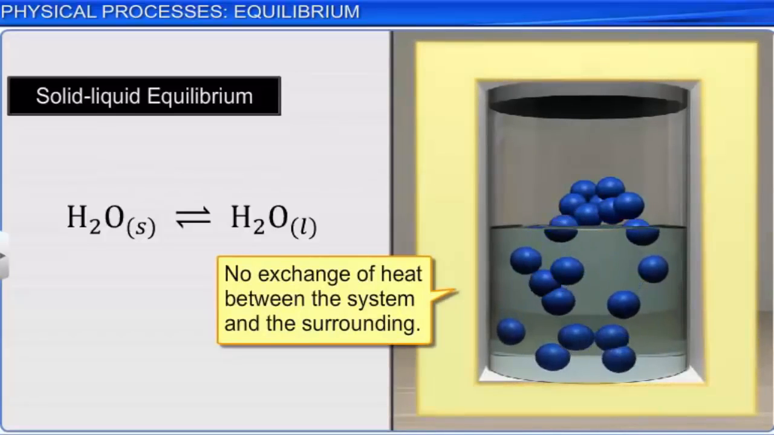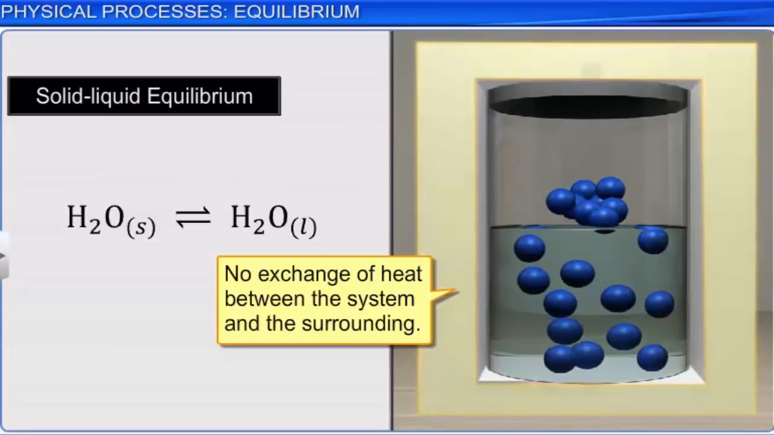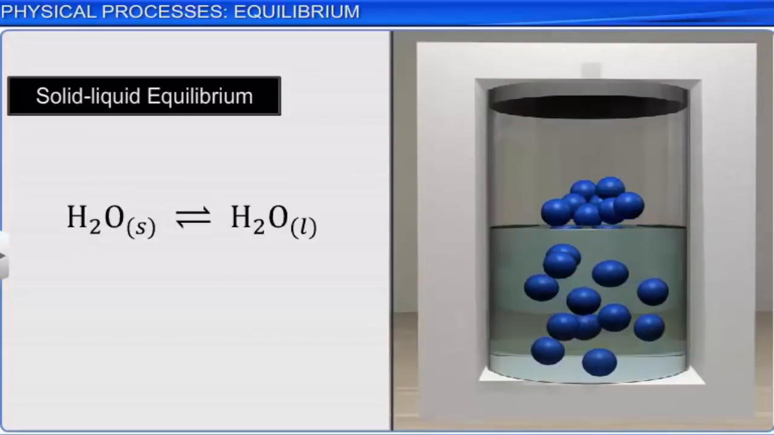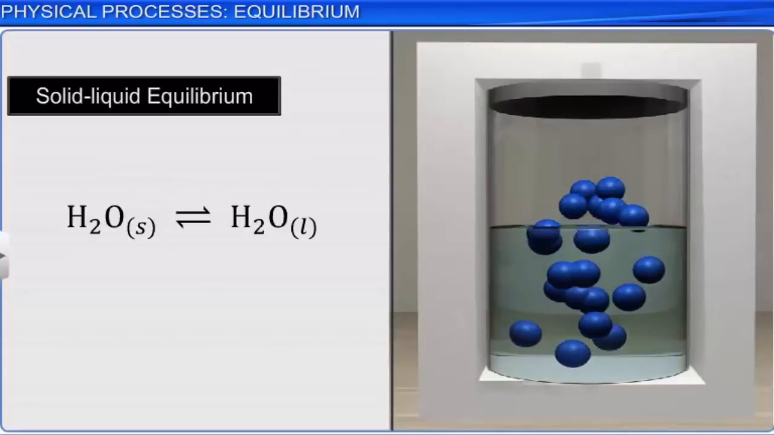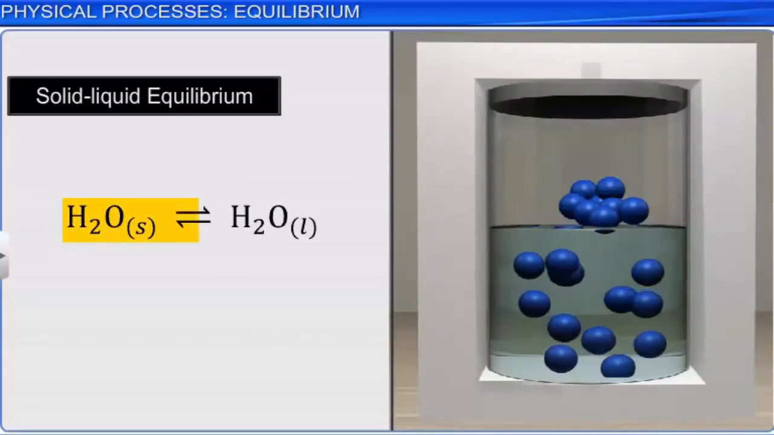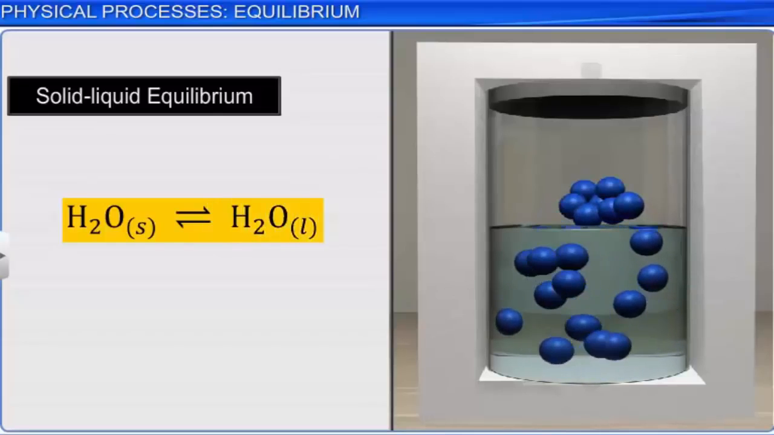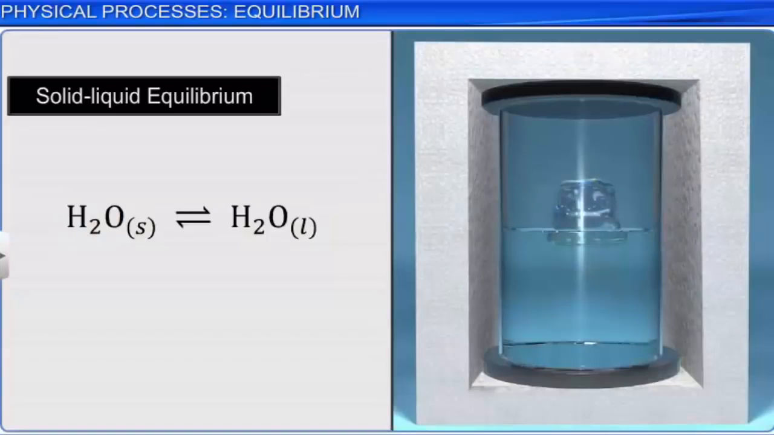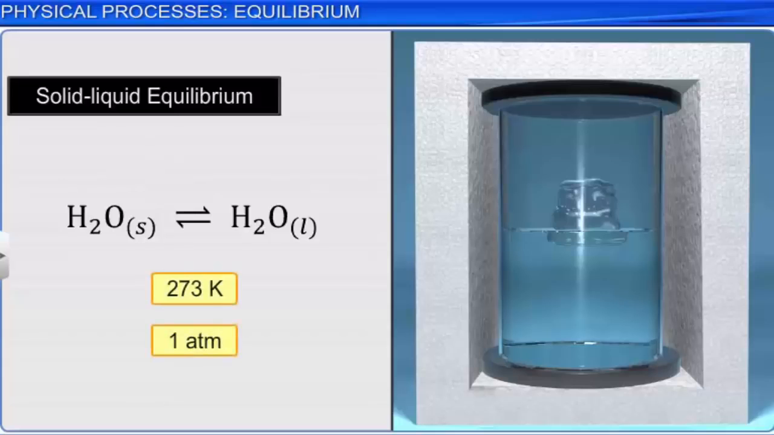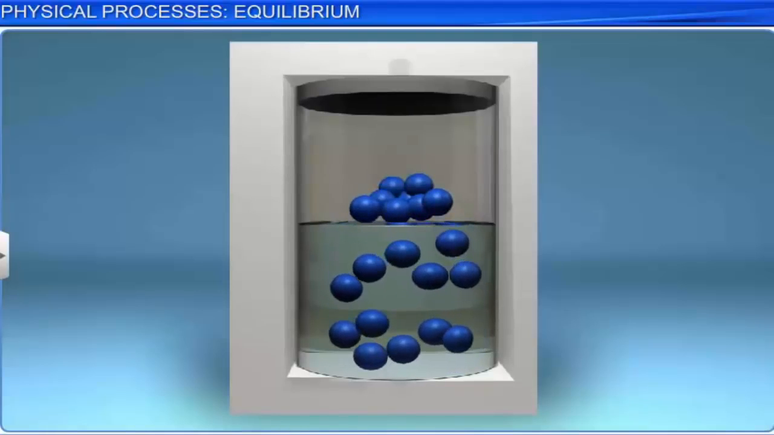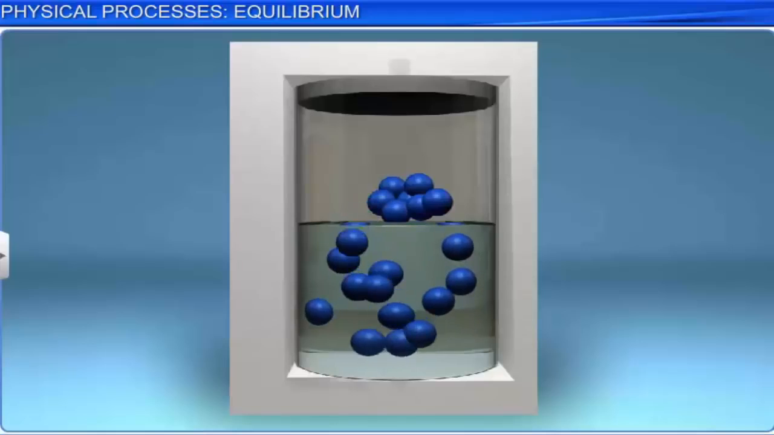The equilibrium for this phase change may be written as H2O(s) in equilibrium with H2O(l). It is important to note that ice exists in equilibrium with water only at a particular temperature and pressure. Thus, for any pure substance at atmospheric pressure, the temperature at which the solid and liquid are at equilibrium is called the normal melting point or normal freezing point of the substance.